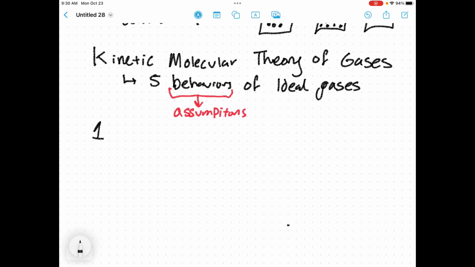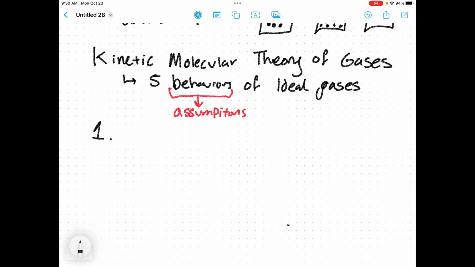So the first one, I will give you the actual postulates and then we'll simplify them. The first postulate states that gases consist of these small, tiny particles. These tiny particles could be either atoms or molecules. But these particles are going to be so small when you compare the distance between them that the volume of the individual particles can be just assumed to be 0.